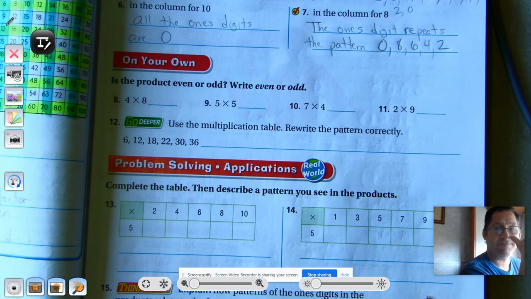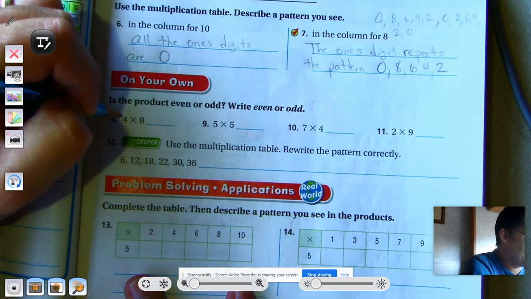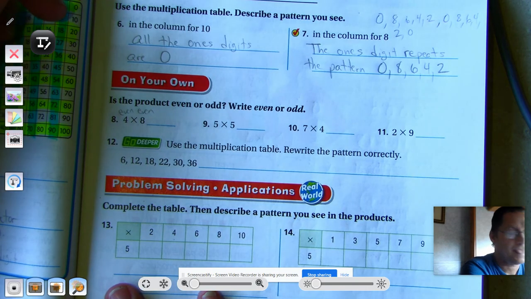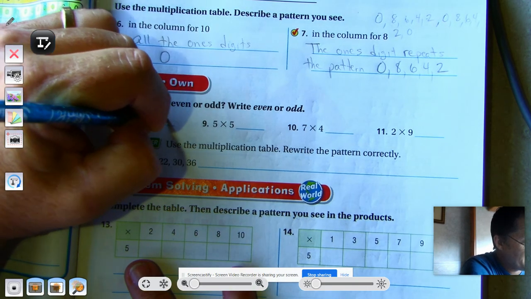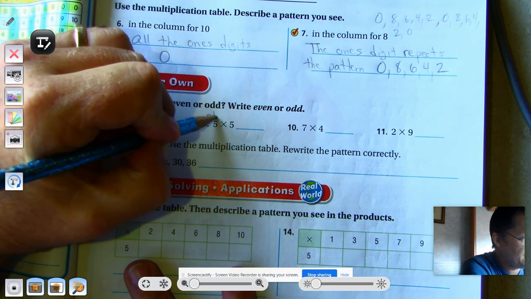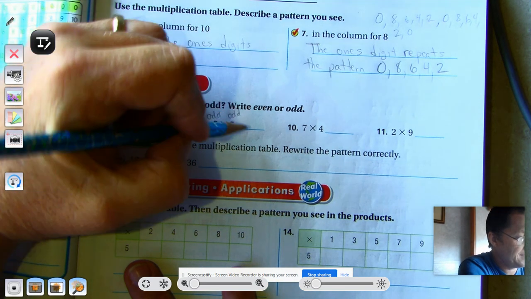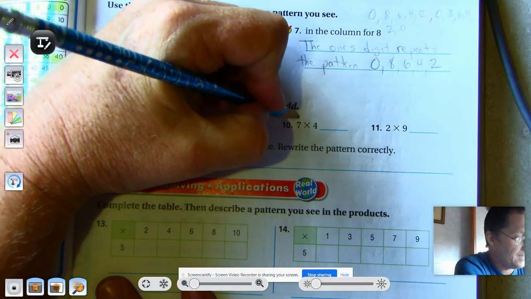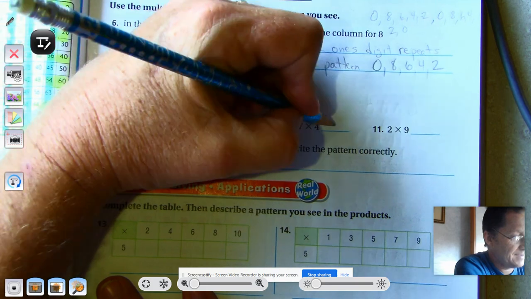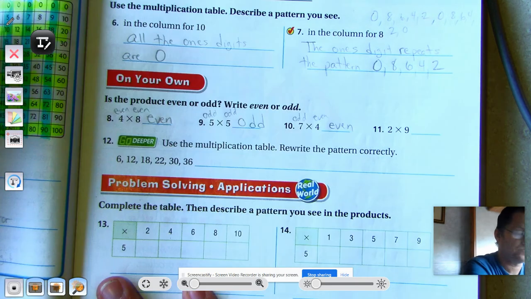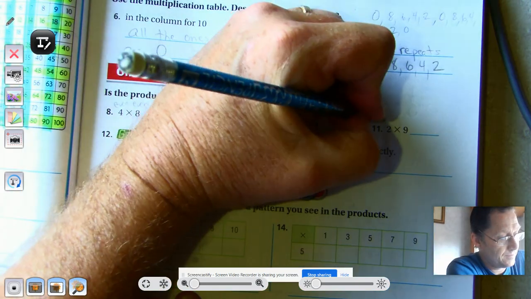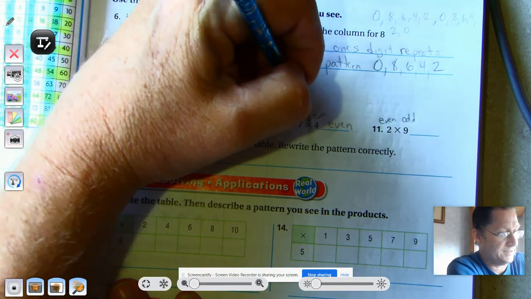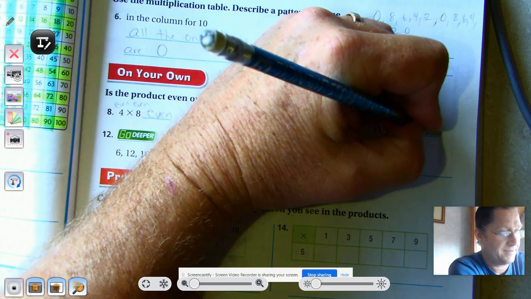Okay, is the product even or odd? Even times even has to give us an even answer. Odd times odd has to be an odd product. An odd and an even has to be an even answer. Even times odd, we just did that one, has to be even.